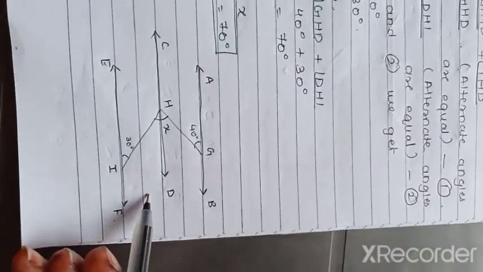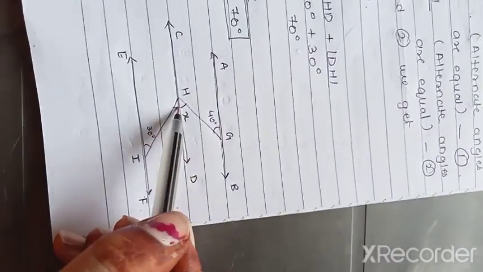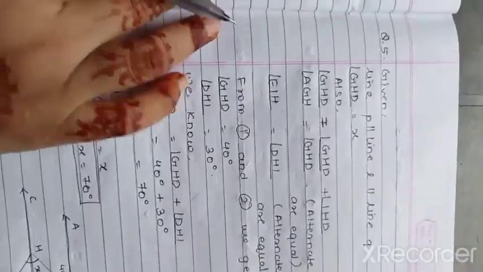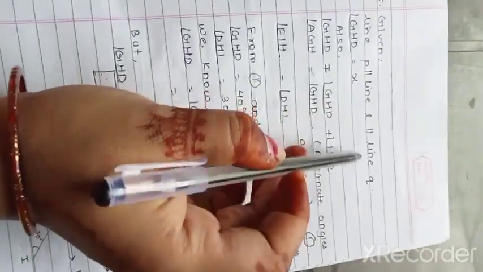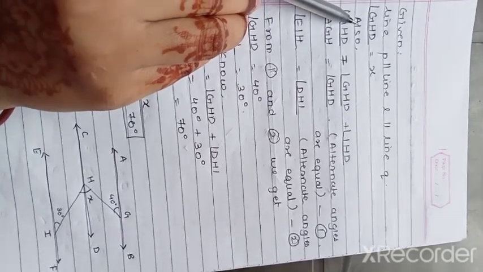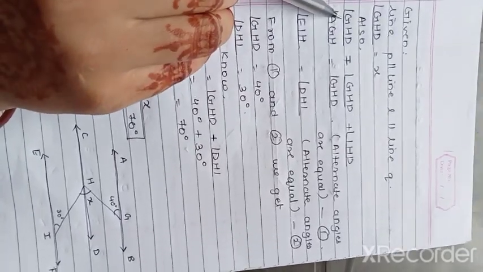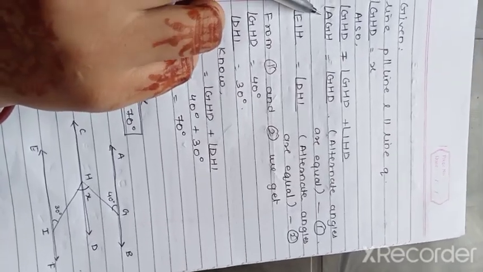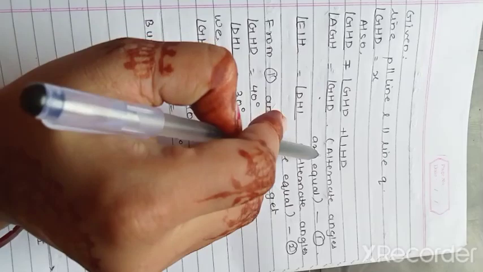So the first thing that I am going to do is name all the angles. This is line AB, then this is line CD, then this is line EF. The points that intersect, I have named G, H and I. Moving ahead to find the value of X. We are given that line P is parallel to line L is parallel to line Q. GHD is equal to X. Also GHD is equal to AGH plus IHD. So AGH is equal to GHD. The reason is alternate angles are equal.